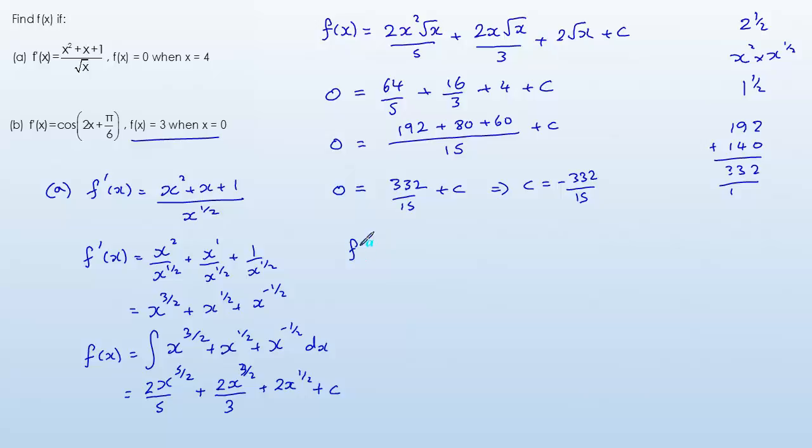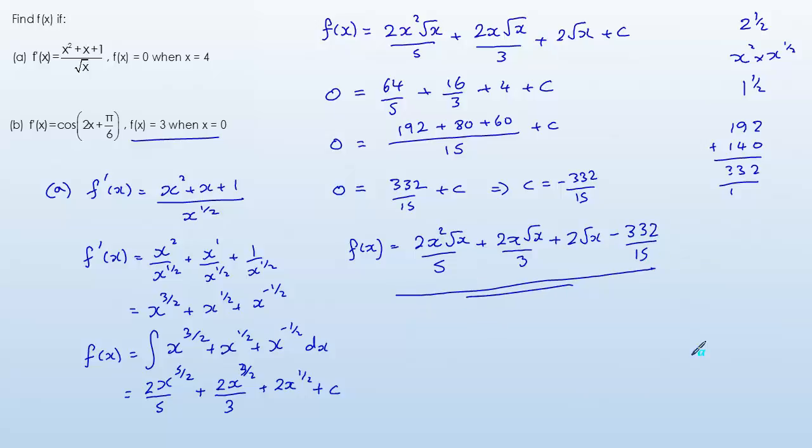So we have that f of x is 2x squared root x over 5 plus 2x root x over 3 plus 2 root x, take away 332 over 15.